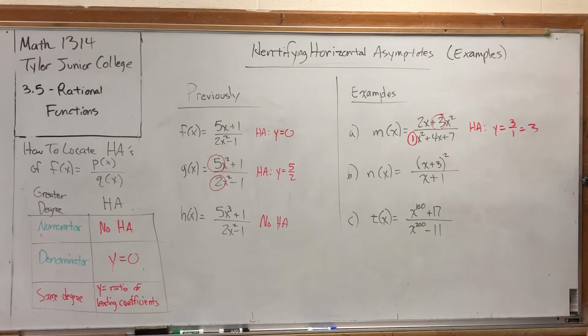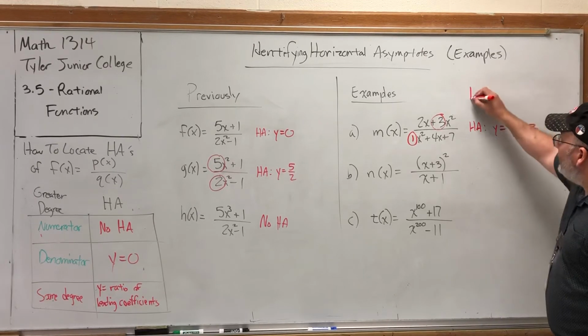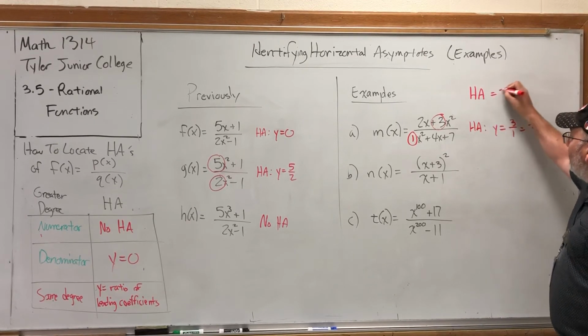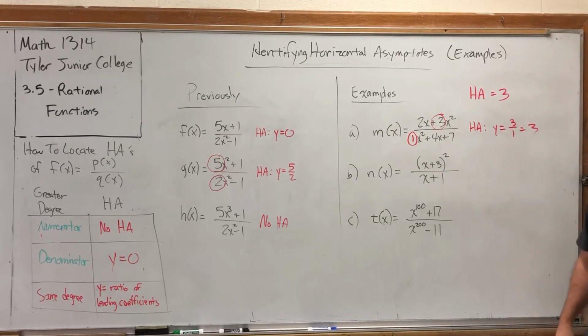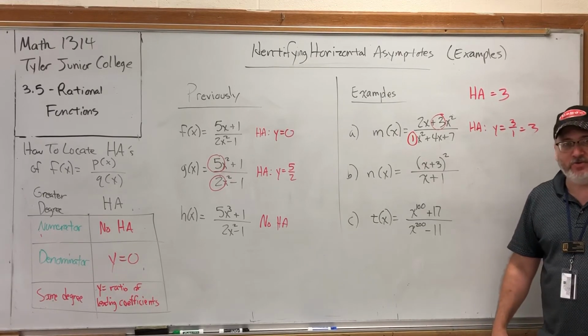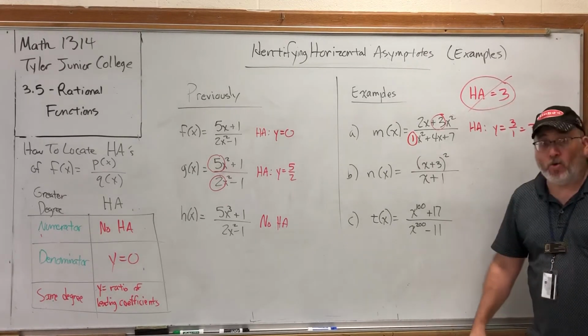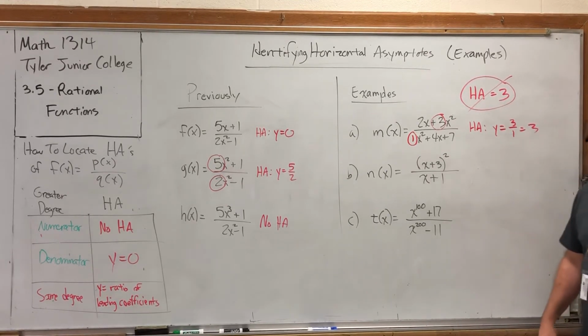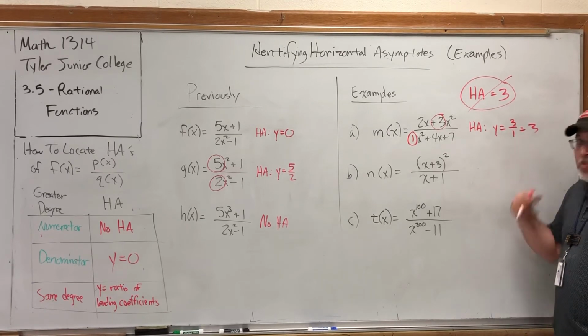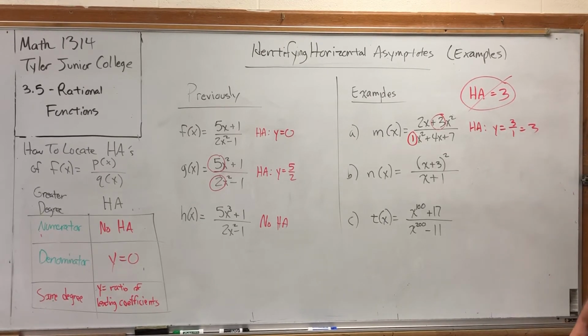Oh, and do me and your professor a favor. Don't write this. HA is not a variable. It's an abbreviation for horizontal asymptote. It doesn't equal things. A horizontal asymptote is a horizontal line. A horizontal line's equation is of the form, or is equivalent to the form, y equals. So make sure you actually give me the equation of the line, not something like HA equals 3.